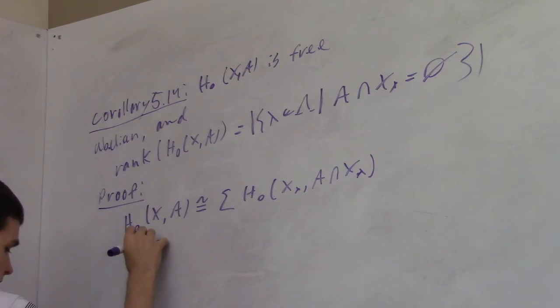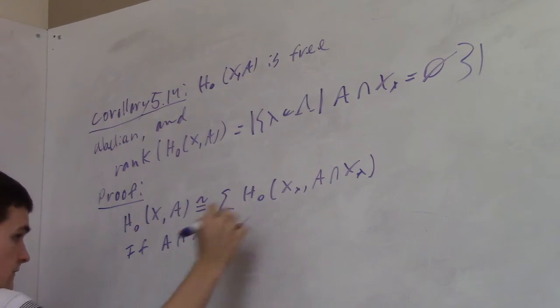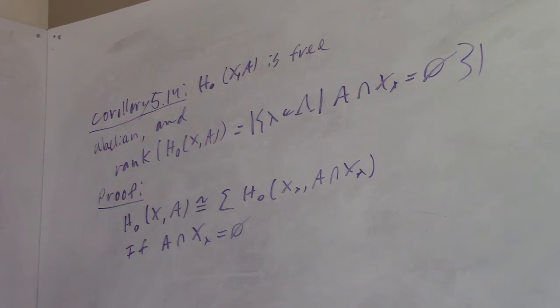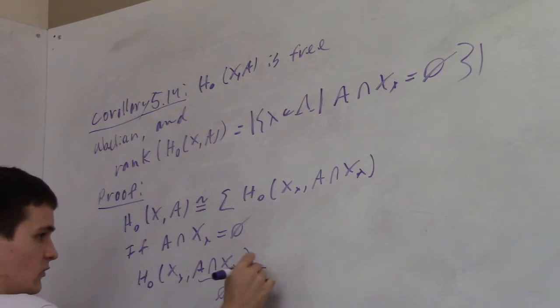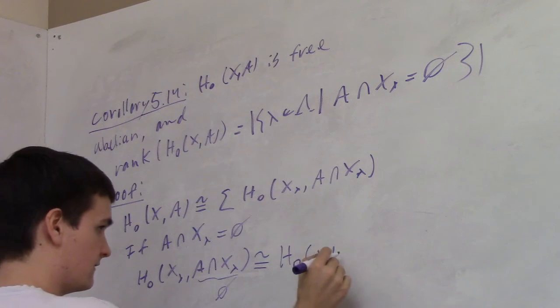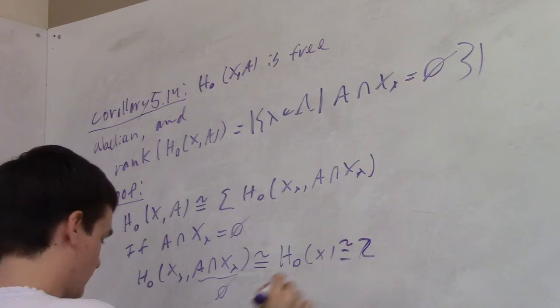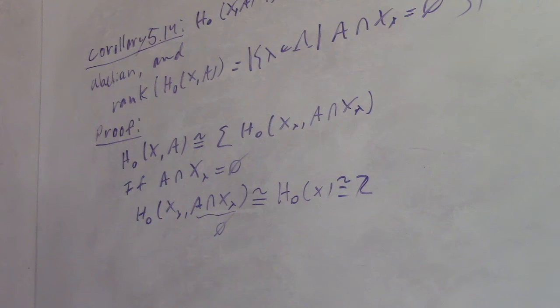So we have the intersection between the two is empty, then we know H_0 of X sub lambda, A intersect X sub lambda is just going to be the empty set. So by those remarks we made last time, this is isomorphic just to H_0 of X, which is, I think, actually isomorphic to Z by Theorem 4.14.